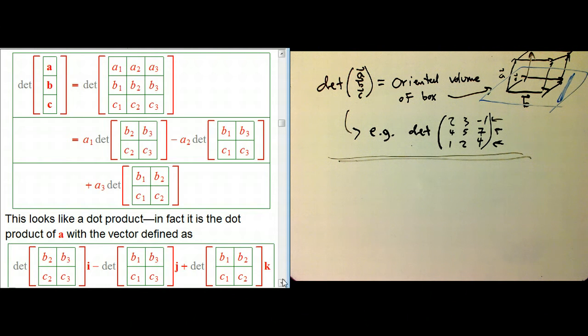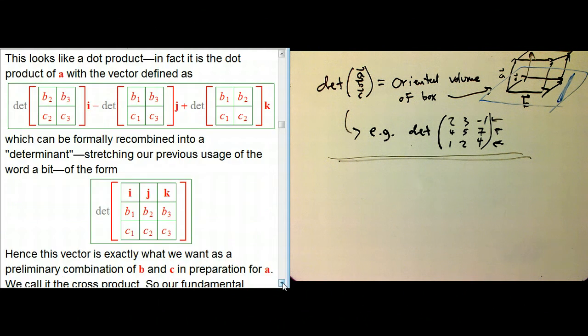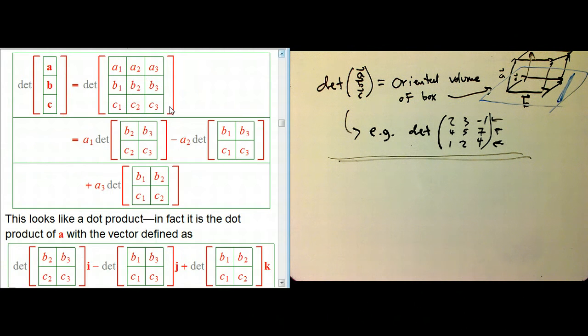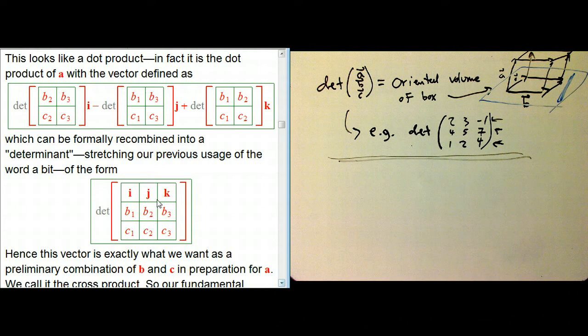Let's define this to be an interesting combination of the vectors B and C. We're going to define this to be the cross product of B and C. There's even a nice way to write it in terms of determinants. This looks exactly like this formula, except with the A1 replaced by i, the A2 replaced by j, and the A3 replaced by k, just making them placeholders for that dot product to be done. So formally, we can write it this way.